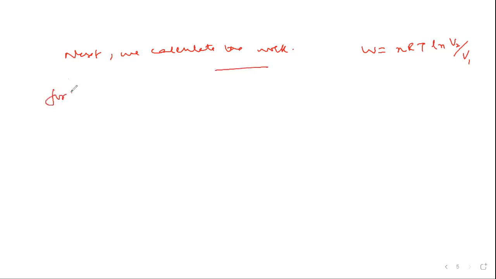So for path 1, which is reversible isothermal expansion, our work is nRT natural logarithm of V2 by V1. Now we replace the symbol. I write here Vf by Vi, because V2 is the final volume and Vi is the initial volume. So let us substitute the values.